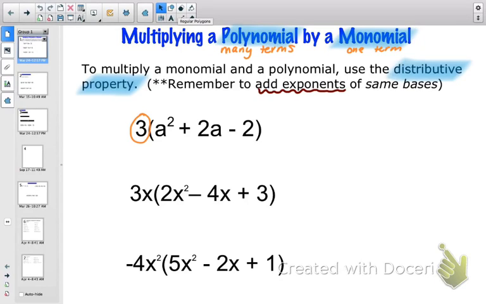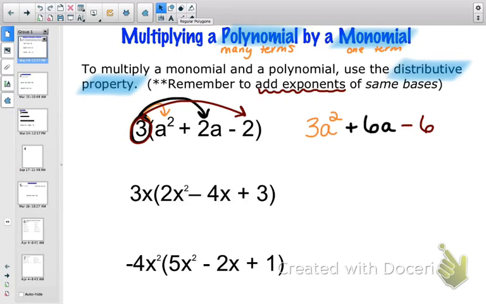We're going to take 3 and we're going to distribute it to all 3 terms. So first, let's start with the a squared. So 3 times a squared doesn't have a coefficient. The coefficient's 1, so it's just going to be 3a squared. There's no exponents to add. All right, and then my next term, 3 times 2a, well, 3 times 2 is 6, and then we keep the a. Again, we're not distributing a variable, so we don't have to worry about that just yet. And then my last term, 3 times negative 2, is negative 6. None of those are like terms, so there's my final answer.